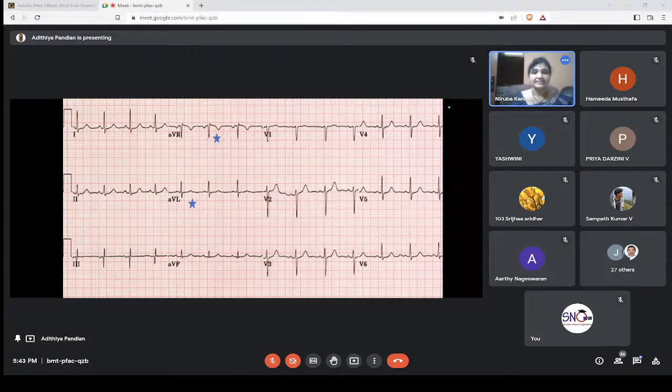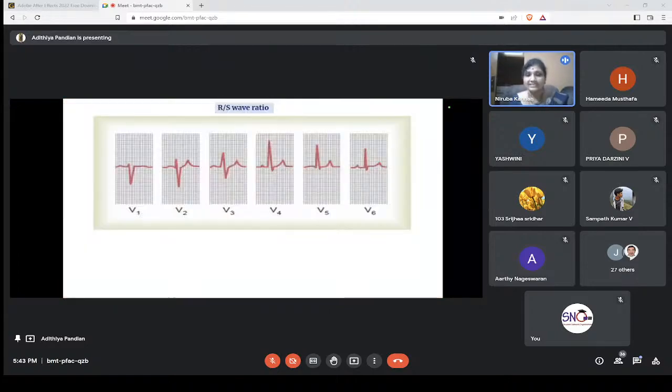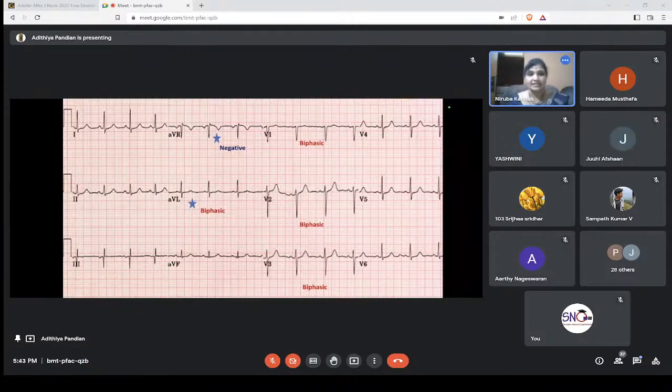Next slide. Okay, you can move on. So you know why it is biphasic? Because of the position of V1, V2 and V3, all these three leads are biphasic leads.